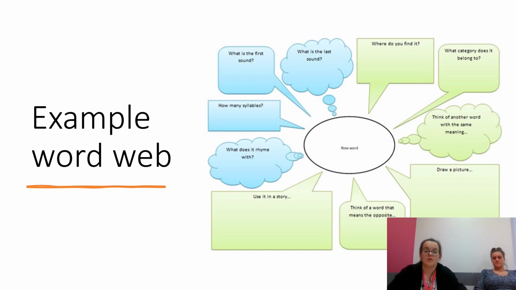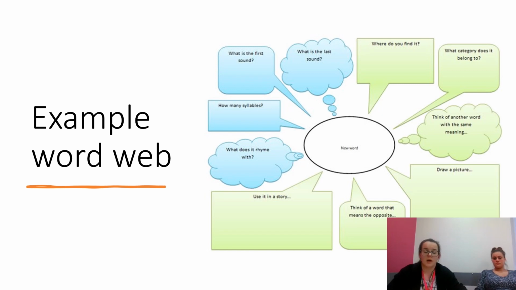And then the green boxes are all about the meaning. So these are all prompts to help the child to remember what the word means. So it's things like where you might find the item, the category it belongs to. They might want to draw a picture or use the word in a story. They might want to think of a word that means the opposite, or they might want to try and think of a word that has a similar meaning, and that might be a word that they already have in their vocabulary, that they already know.